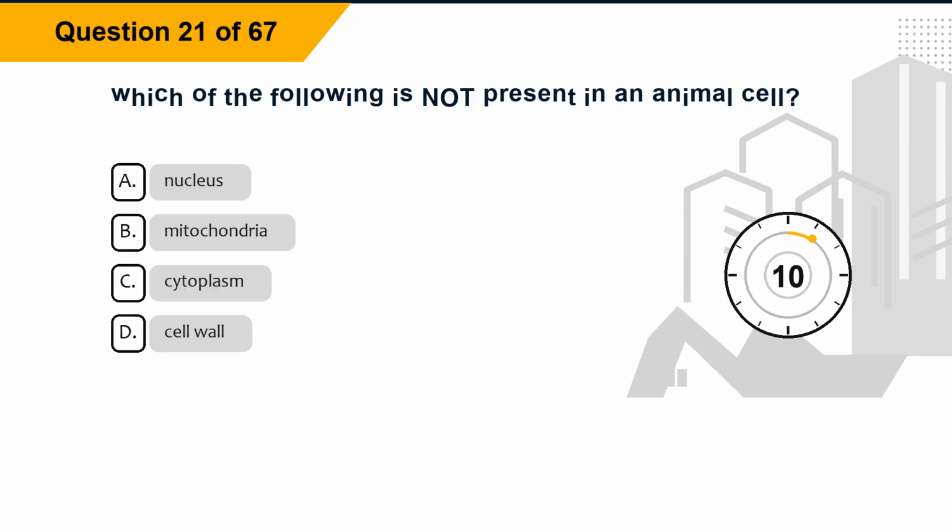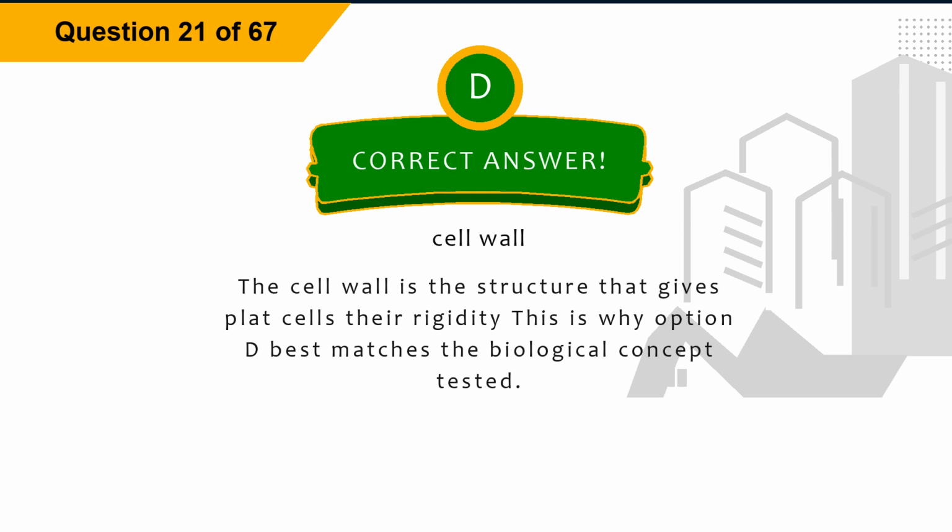Question 21. Which of the following is not present in an animal cell? Option A, nucleus. Option B, mitochondria. Option C, cytoplasm. Option D, cell wall. The correct answer is option D, cell wall. Explanation: the cell wall is the structure that gives plant cells their rigidity. This is why option D best matches the biological concept tested.